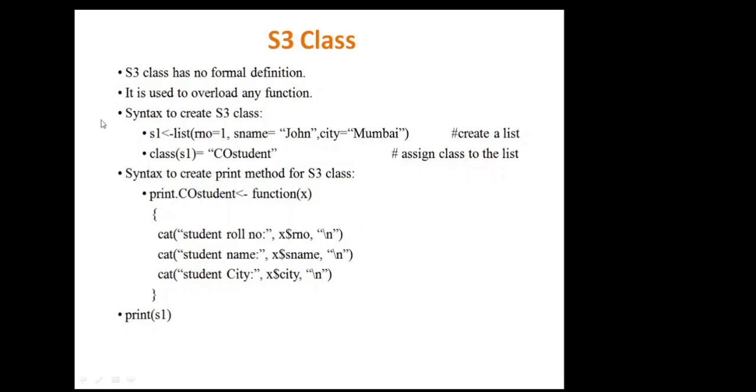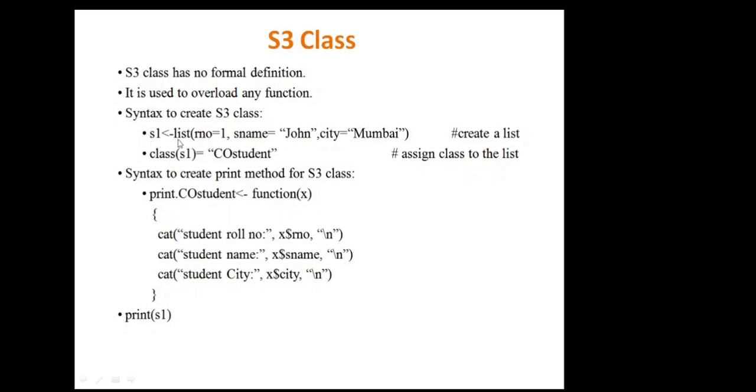Okay, so here I am creating one list called S1, and I am creating data of a student in that S1 list. So roll number is given, name is given and city is given. Okay, so here my list is created. Now the second thing is to change the class of that S1.